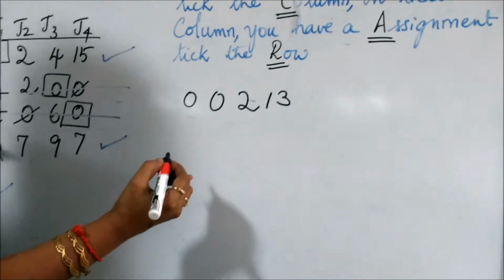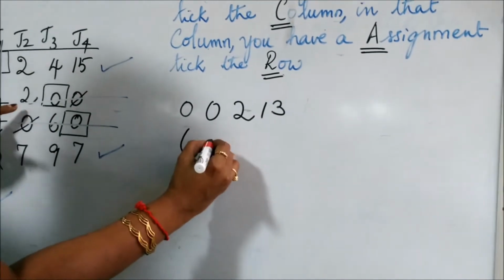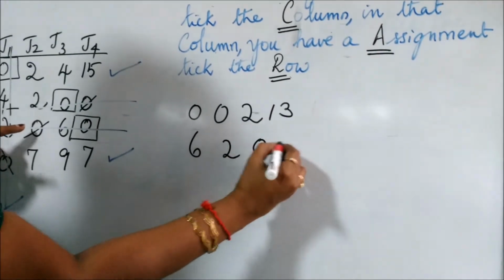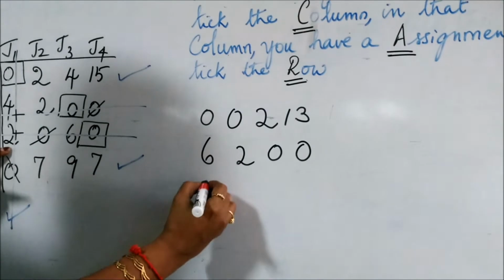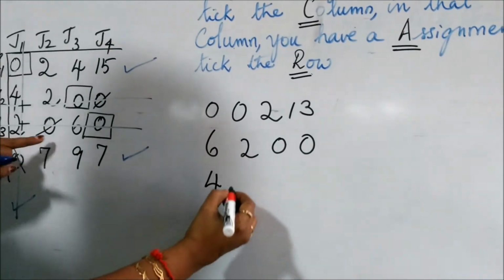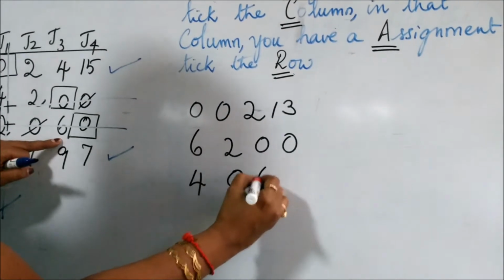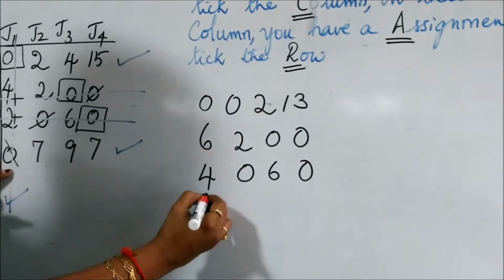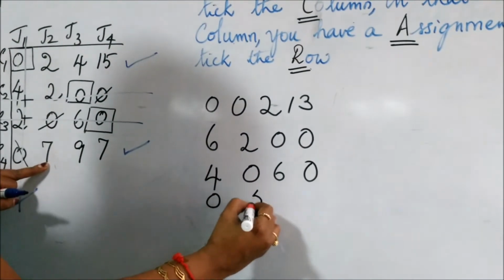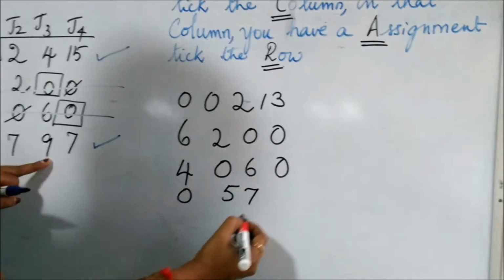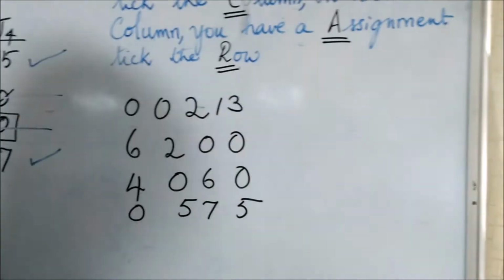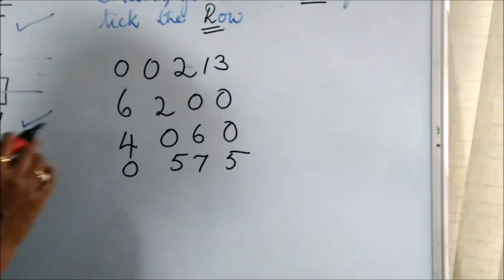So 0, 0, 4 minus 2, 2, 15 minus 2, 13. It's a junction, 4 plus 2, 6, 2, 0, 0. Junction 4, 0, 6, 0, 0, 7 minus 2, 5, 9 minus 2, 7, 7 minus 2, 5.